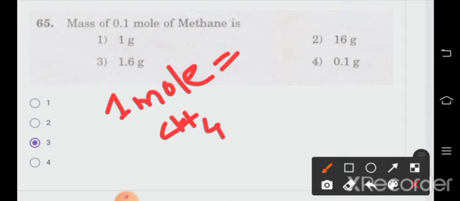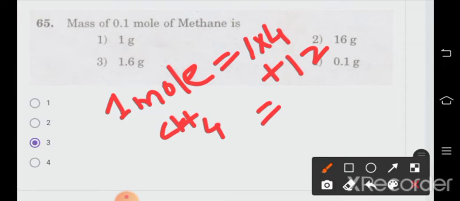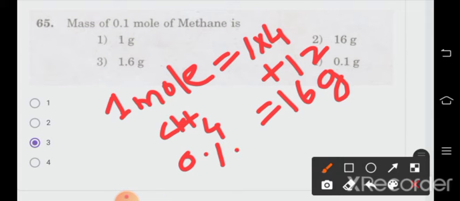The mass of 1 mole of methane: the atomic mass of hydrogen is 1, so 1 into 4, plus the atomic mass of carbon, which is 12. So the mass of 1 mole of methane is 4 plus 12, 16 gram. Then we have to give the mass of 0.1 mole of methane.